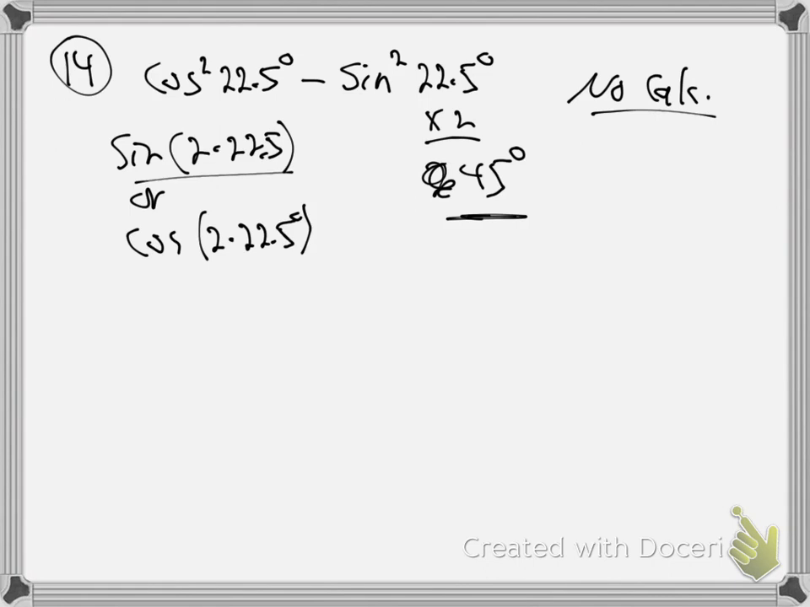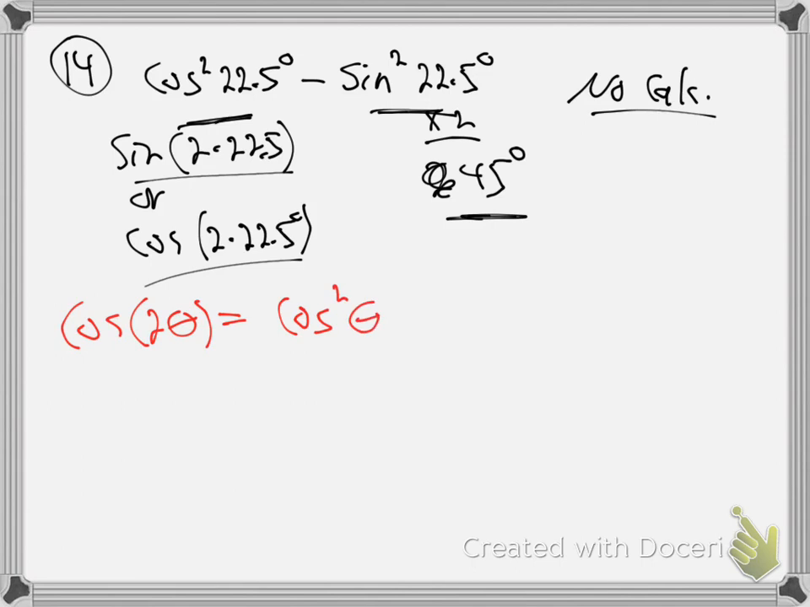Well, how do you know if it's sine of double or cosine of double 45? How do you know which one it is? Well, which one becomes cosine squared minus sine squared? Have on your 3x5 card the formula that it is cosine of 2 theta, which is cosine squared theta minus sine squared theta. Right? You have that formula on your 3x5 card?